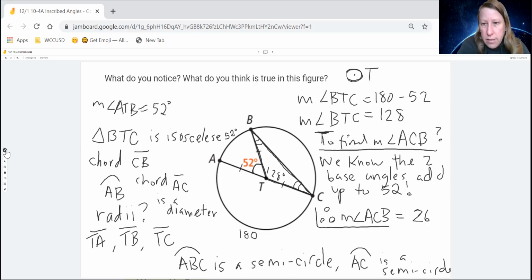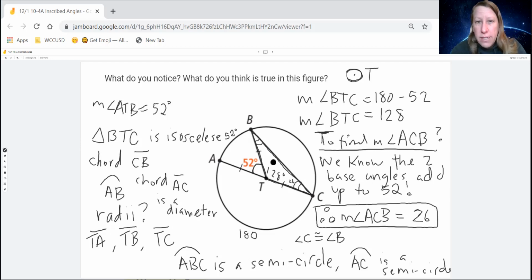That's the most interesting thing that we can find out about this picture. This is 26. So look at this, this is 52. This is 52 right here, and this is 26 out here at the edge. We also know that we had to divide it by 2 because angle C is congruent to angle B. And that's the isosceles triangle theorem. You have an isosceles triangle because the radii are the same, so the base angles are the same.